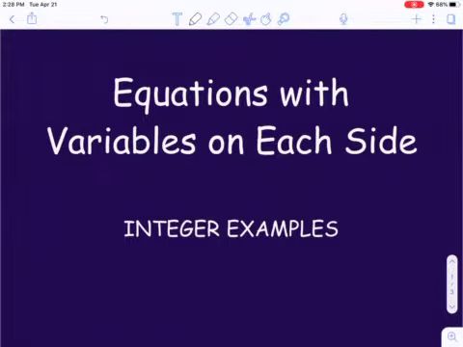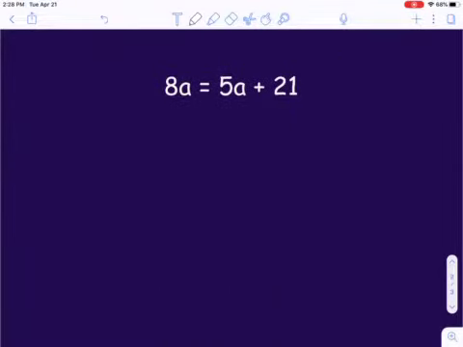Okay, welcome back. We're going to look at equations with variables on each side, and we're going to look at some examples that involve integers. And obviously everything's not always that nice, but we'll look at some that are pretty straightforward like that. So we're going to look at two different examples. Here's our first example. We've got A equals 5A plus 21.